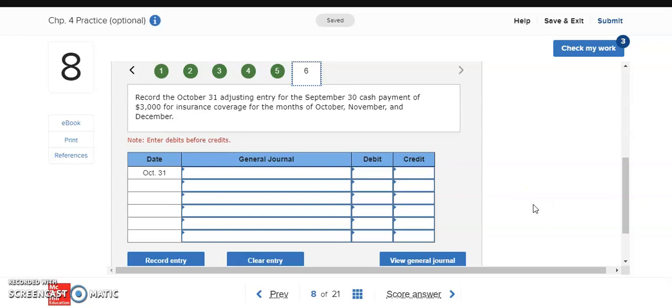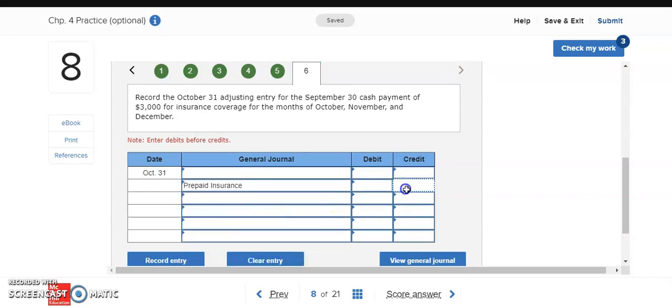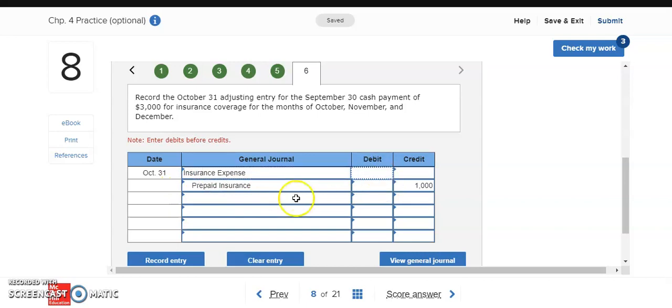So since we've used up the month of October now, because it's October 31st, we need to take 1 month's worth out of prepaid insurance because we've used it up. To reduce an asset, we credit. So we will credit prepaid insurance for 1,000, 1 month's worth. And this will become insurance expense because we receive the benefit of the cost, the benefit of insurance coverage for 1 month. That means 2 months remain in the prepaid insurance account after we've removed the 1 month worth of insurance coverage.